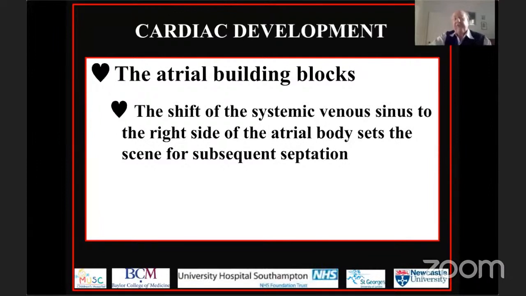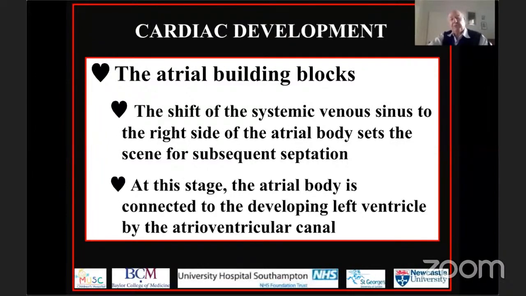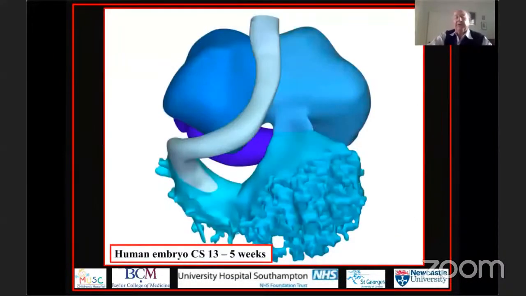So this shift of the systemic venous sinus has been such that all of the blood coming back through the venous tributaries will now enter into the right side of what was initially the primary atrial component of the heart tube. And it is that rightward shift that sets the scene for subsequent septation. Now, there's another key stage that has to take place, because at this initial stage, the body of the atrium is connected by the atrioventricular canal only to the developing left ventricle. So let's look at that again.